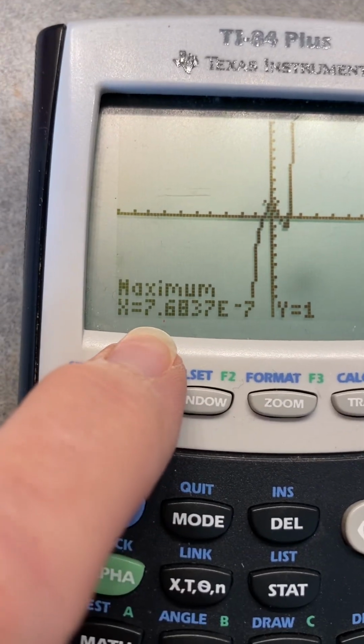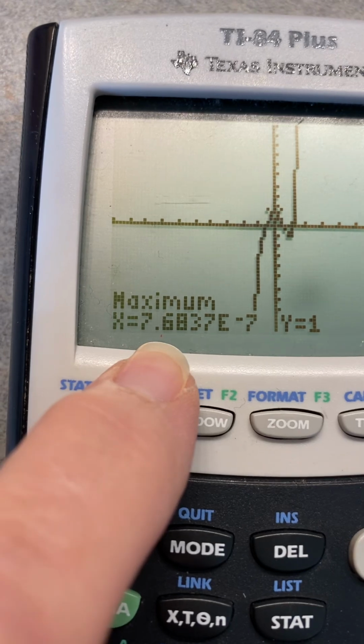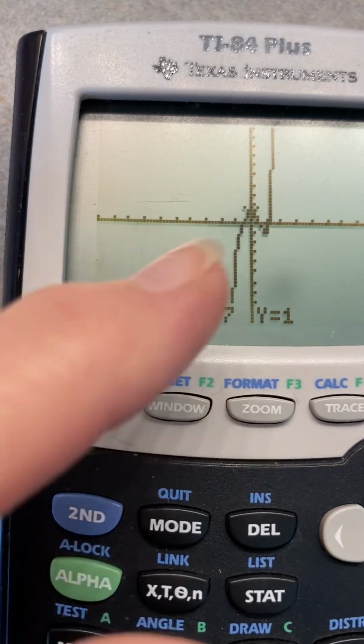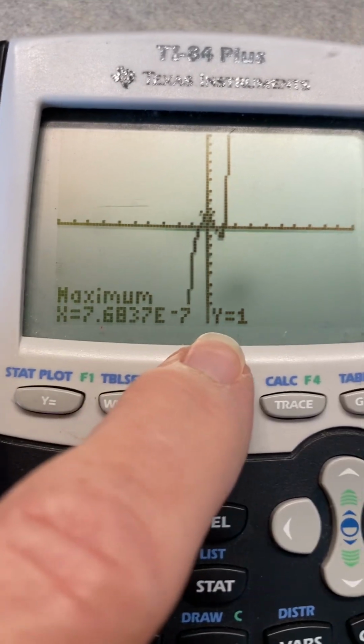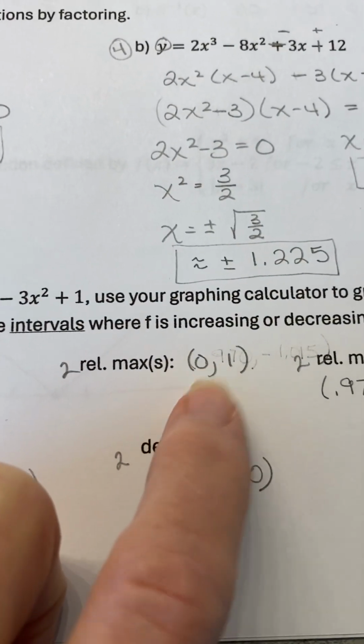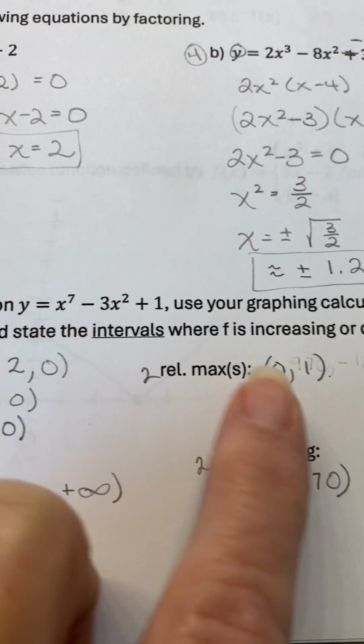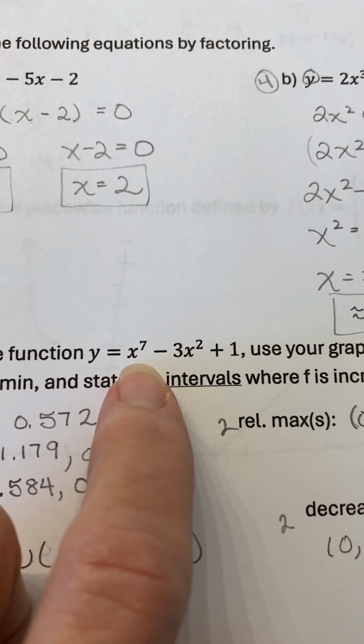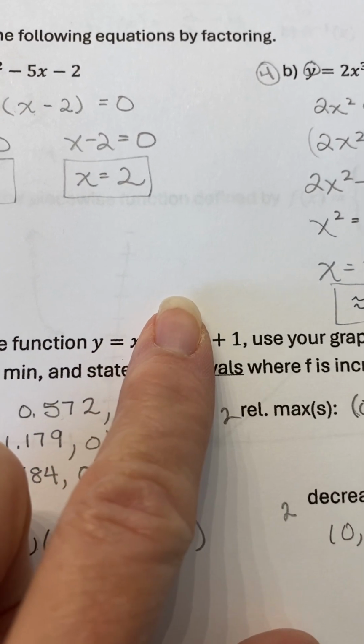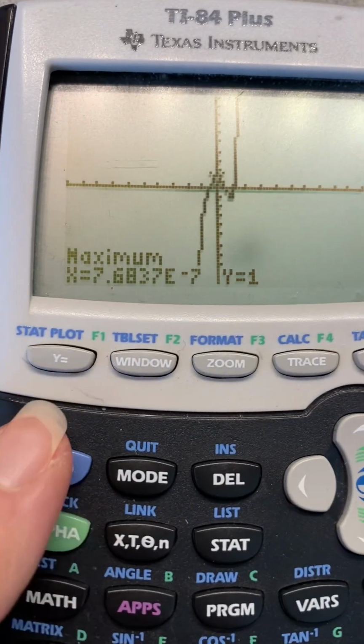0.000007 is 0. This is as close as your calculator can get doing the iteration process. And we get a y of 1. So our relative max occurs when x is 0 and y is 1. We can see that algebraically. If x is 0, y is going to equal 1. Now for the minimum, start the same way.